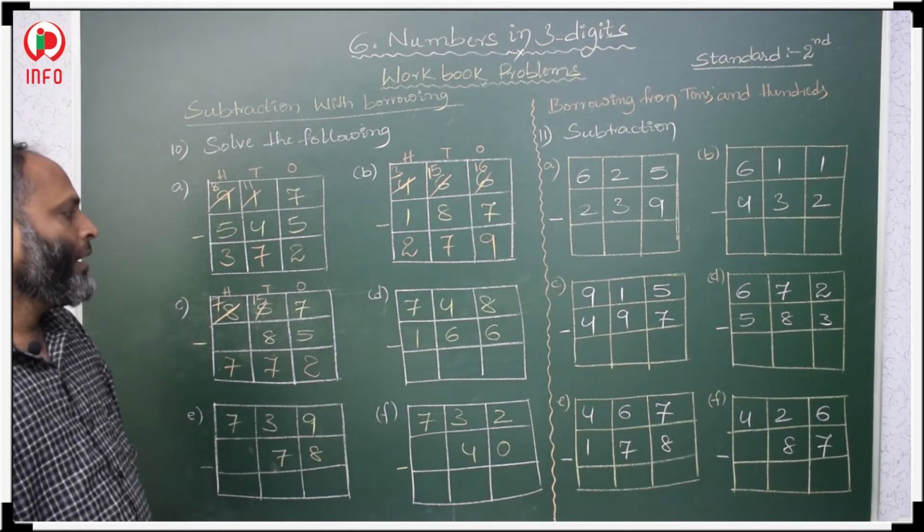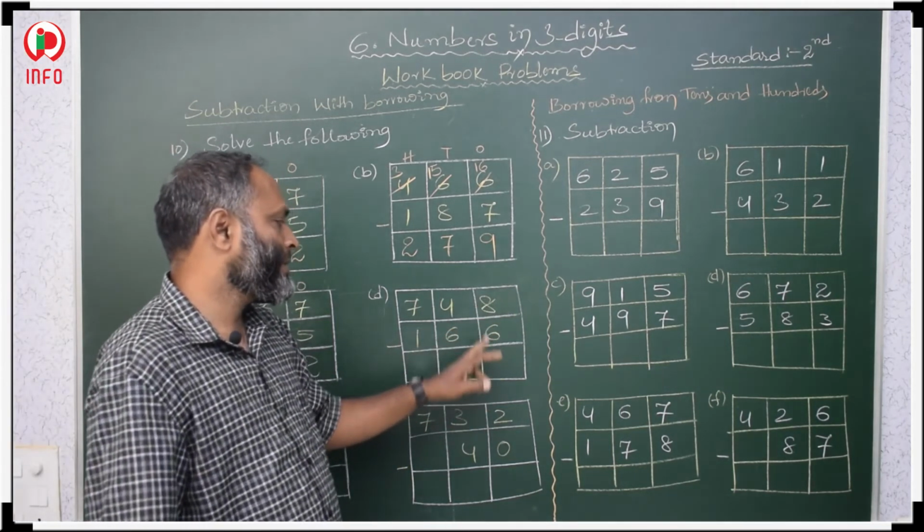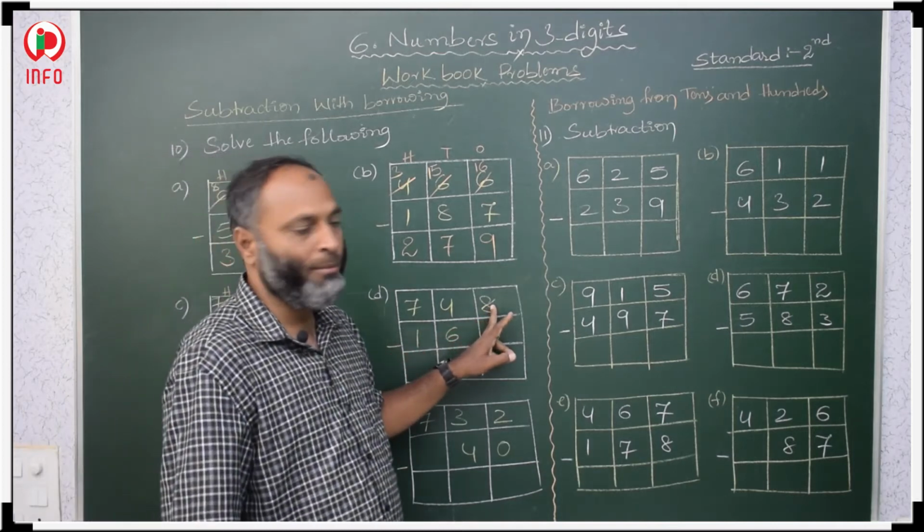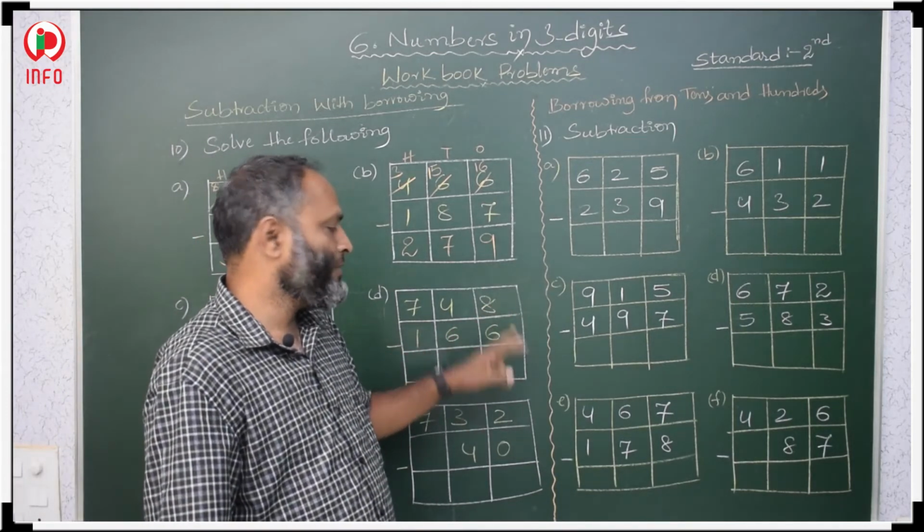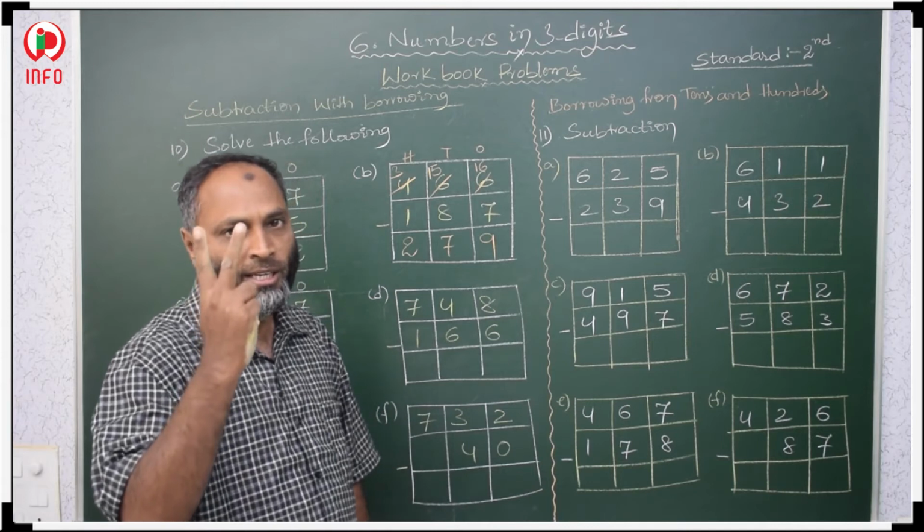772. Now here, 8 minus 6, so minuend is bigger, no need to take borrow. 8 minus 6 means 7 to 8 we have to count. 7, 8. It is 2.